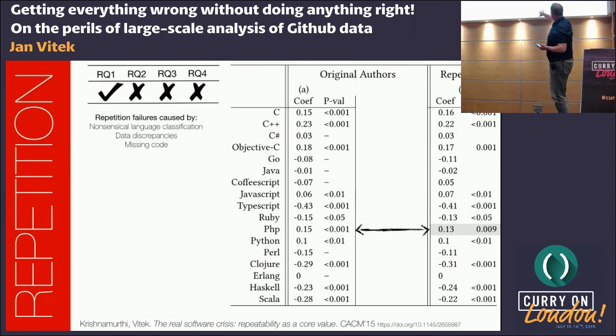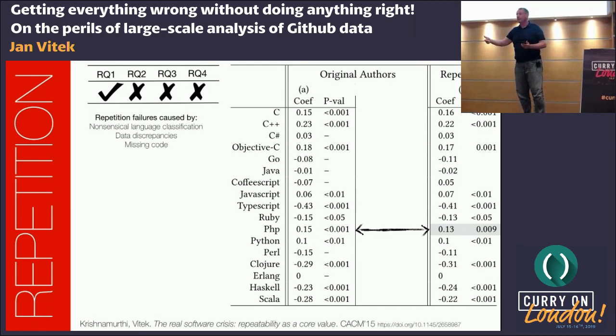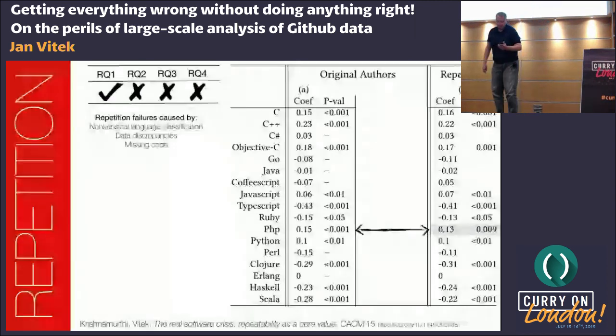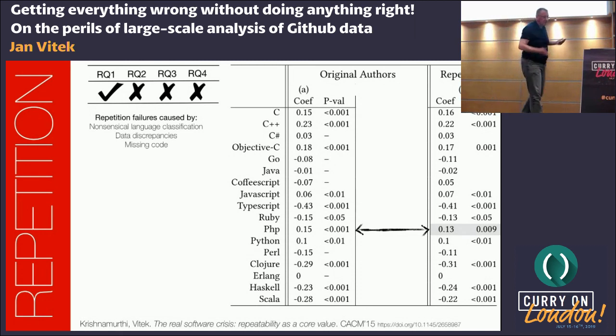On the left is the original table. On the right is the repetition. The arrow points at the fact that when we run their code on their data, we don't get the same result for one of the languages. It's not statistically significant anymore. Or no, the numbers are different. Okay, so that's odd, but that's fine. We'll call this a successful repetition.